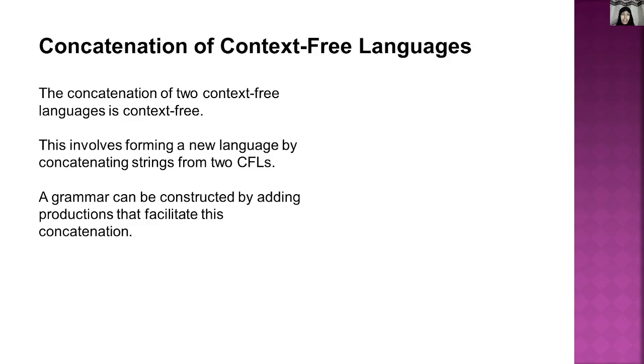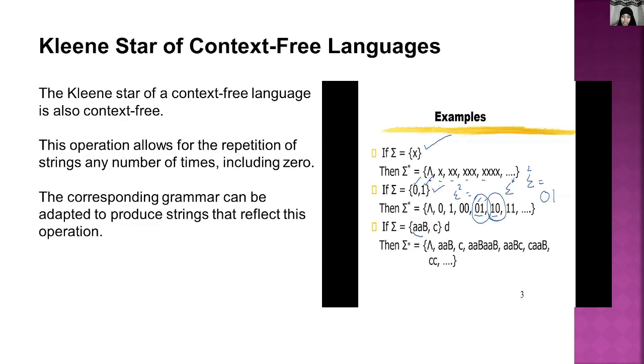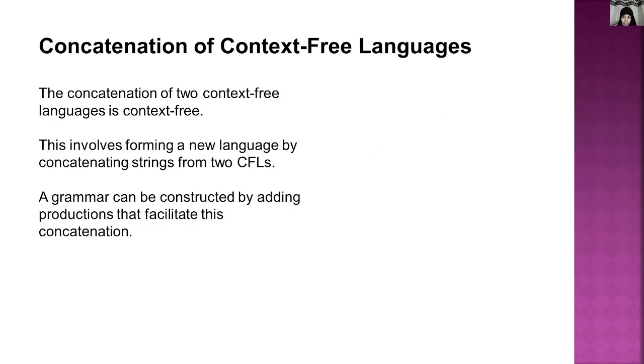Concatenation of context-free languages. So, context-free languages, here what is the role of concatenation? The concatenation of two context-free languages is context-free. This involves forming a new language by concatenating strings from two context-free languages. A grammar can be constructed by adding productions that facilitate this operation, or this concatenation.